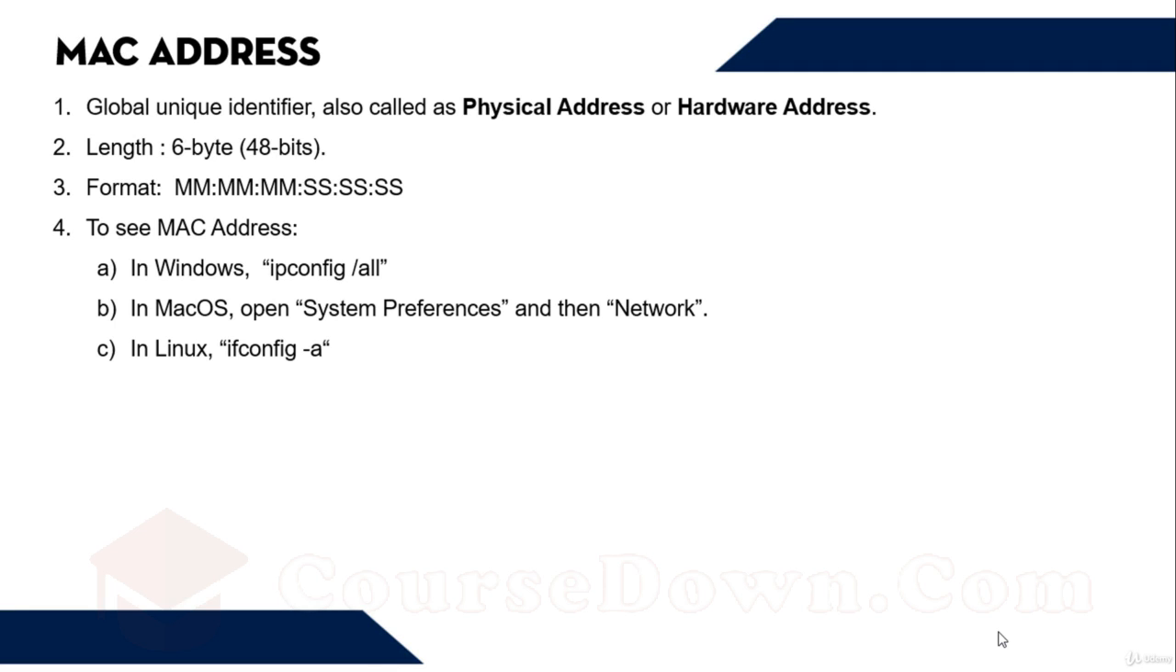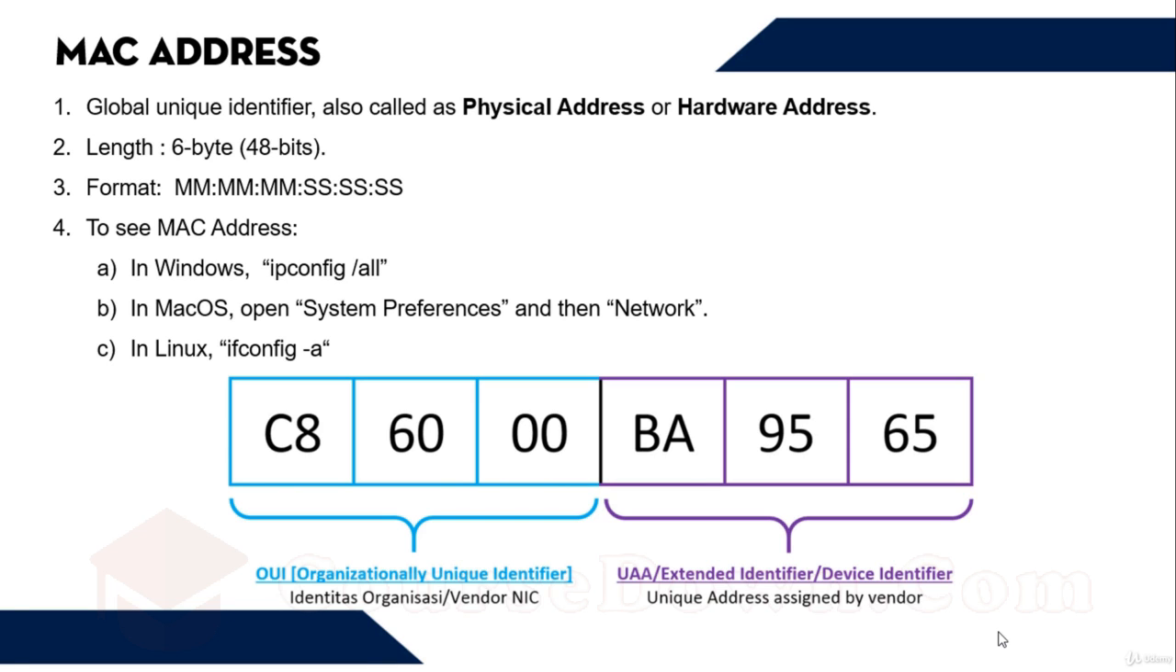The first 3 bytes are the ID number of the manufacturer, which is assigned by an Internet standards body. The second 3 bytes are a serial number assigned by the manufacturer, as shown in the diagram below.